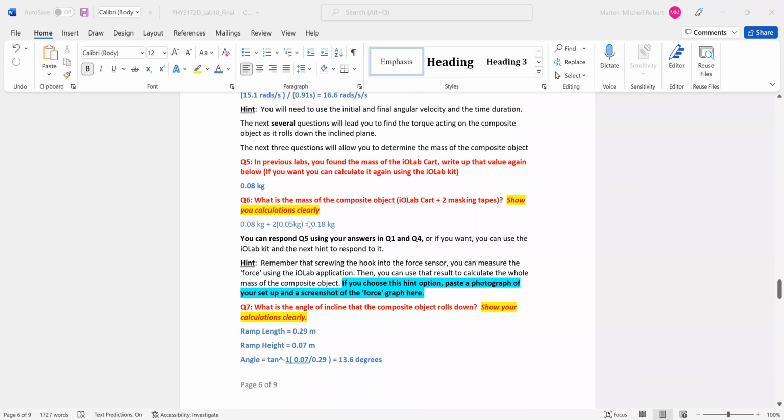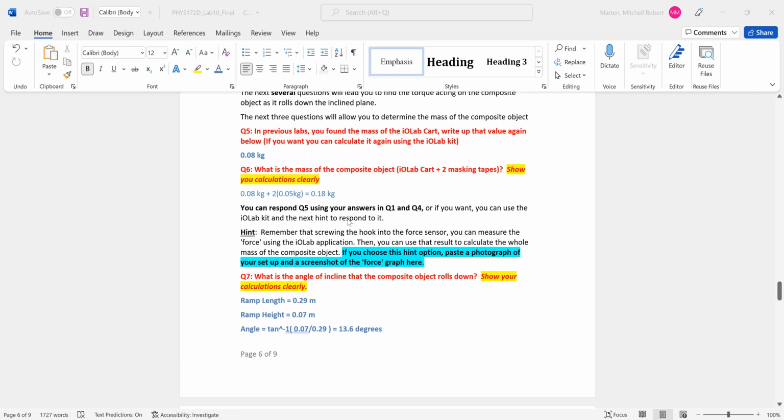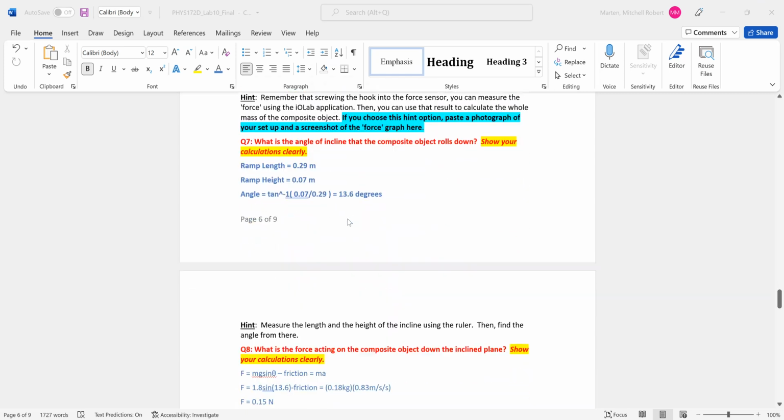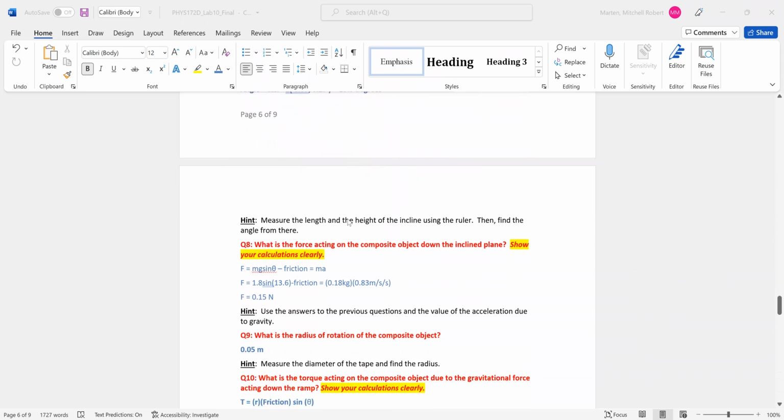Number 6 next. It's asking about the mass of the composite object. Yeah, this one is pretty self-explanatory. I just added the mass of the cart plus the mass of the 2 tape rolls and got 0.18 kilograms. Very hard question. I don't really think that's too tough to mess up, but sure. Next was 8, right? Yeah.